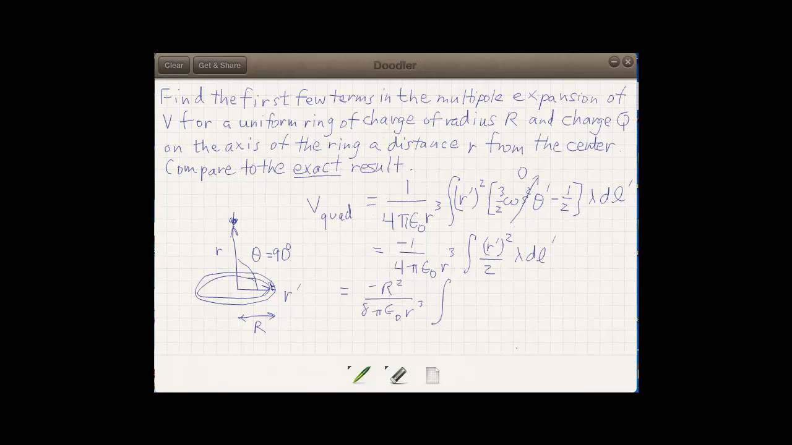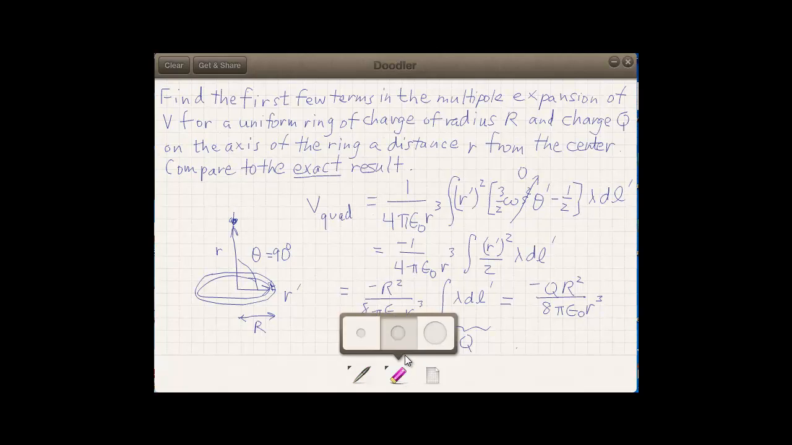The integral that's left now is indeed just about as simple as they come. Once again, lambda dl prime, which integrates out, as we found in the monopole term, to q. So we get minus q R squared over 8 pi epsilon naught r cubed. That's our quadrupole term. So we're not going to go any further for now. We'll stop at this, but let me just summarize then what the overall answer is.